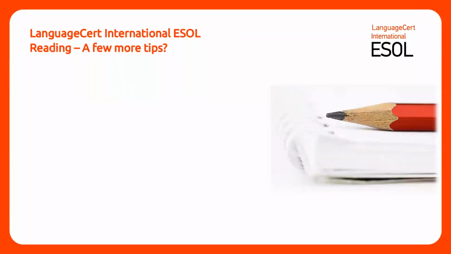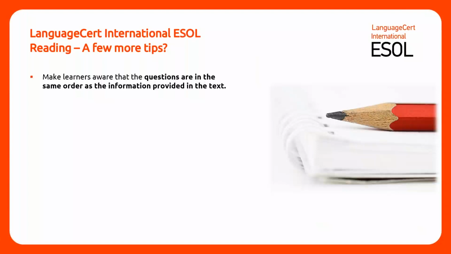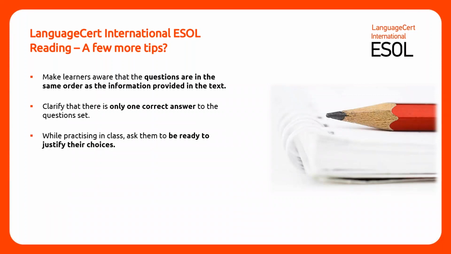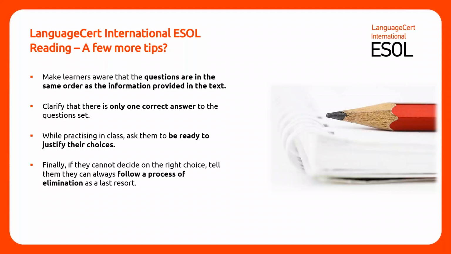A few more tips that can prove useful. Make learners aware that the questions are in the same order as the information provided in the text. Clarify that there is only one correct answer to the question set. While practicing in class, ask them to be ready to justify their choices. Finally, if they cannot decide on the right choice, tell them they can always follow a process of elimination as a last resort.